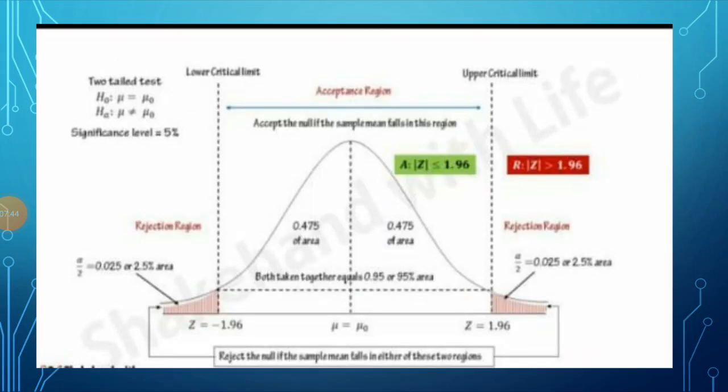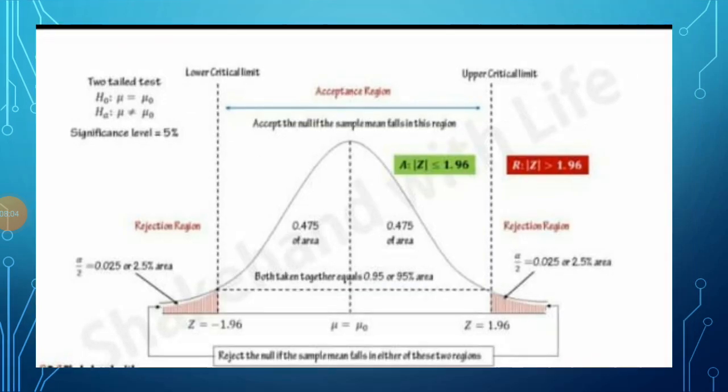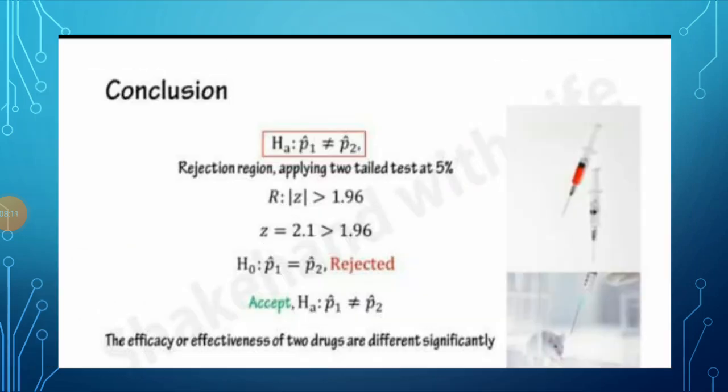Conclusion for the problem. Here HA: P1 is not equal to P2. Rejection region, applying a two-tailed test at 5% significance level. From the table under the normal curve Z distribution, we find that the rejection region is Z greater than 1.96. Now our calculated value Z is 2.1, which is greater than the critical value of Z. Hence, the calculated value falls in the rejection region. Therefore, the null hypothesis is rejected, and we can conclude that the efficacy or effectiveness of the two drugs is significantly different.